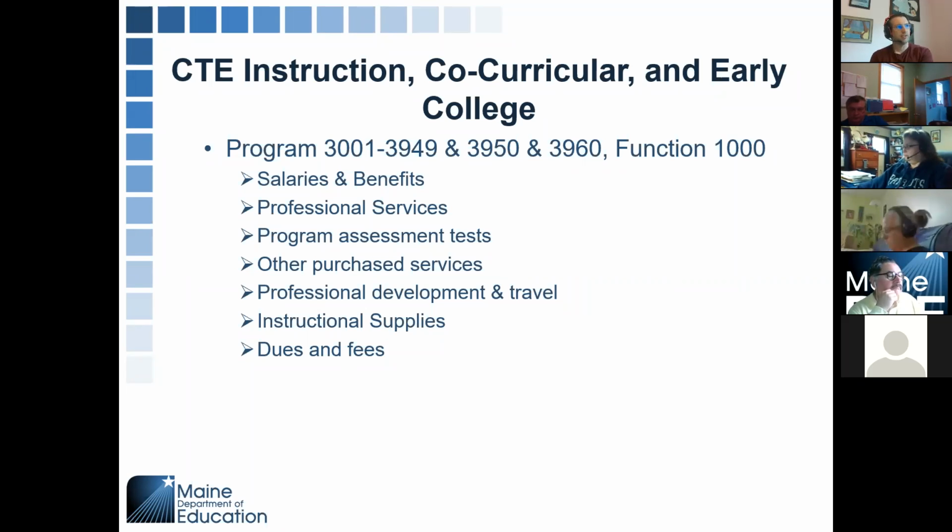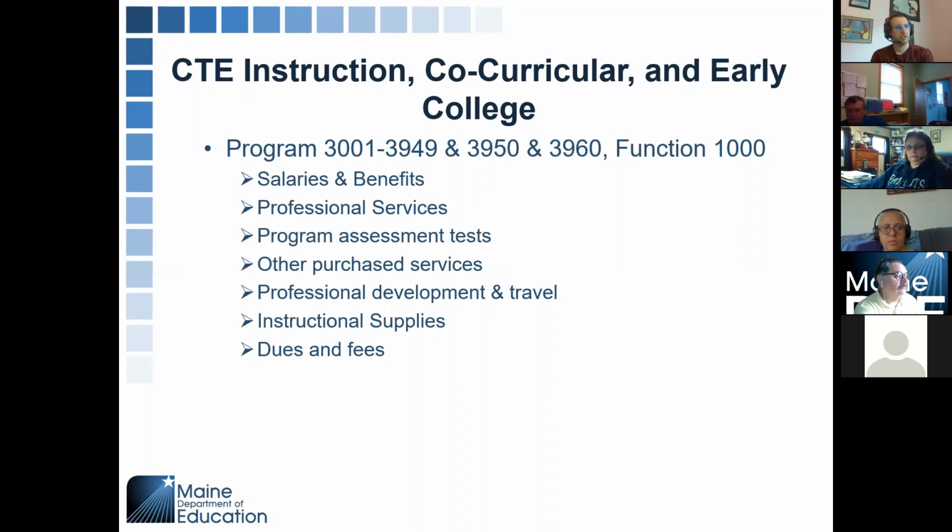And so we've broken this out a bit by type of expenditure within CTE. So if we look at CTE instruction, co-curricular, and early college programs, there's the program codes that we would be looking at for each of those types of programs. So the 3001 to the 3949, that's where all of your different programs that you're running on a daily basis are listed. The 3950 is where your co-curricular would be, and then 3960 is early college.